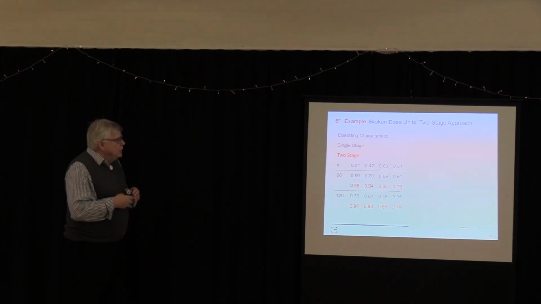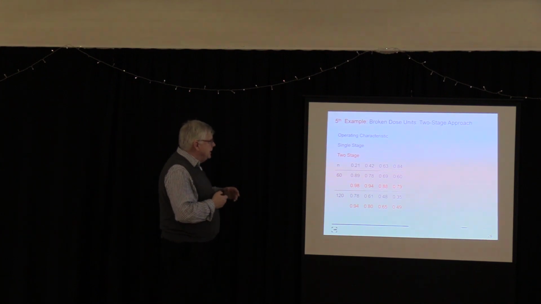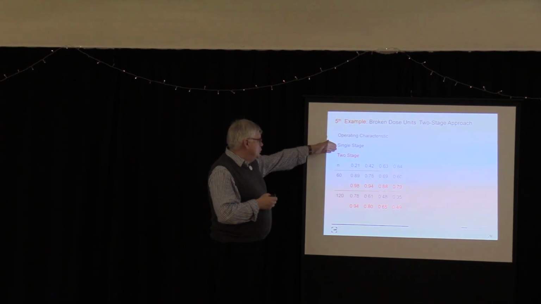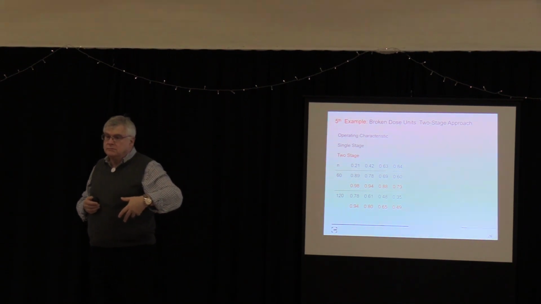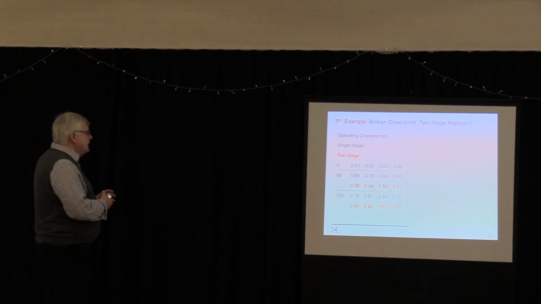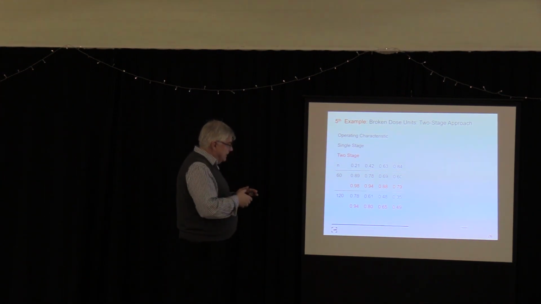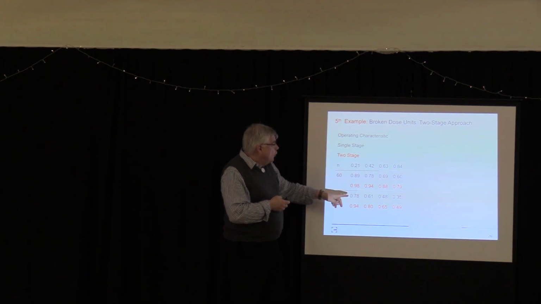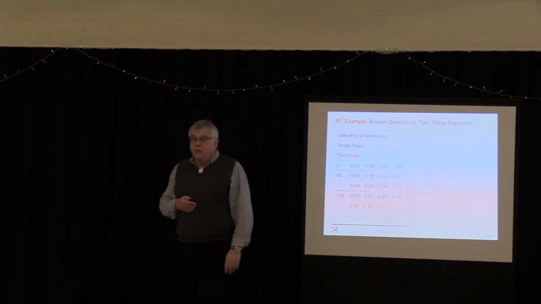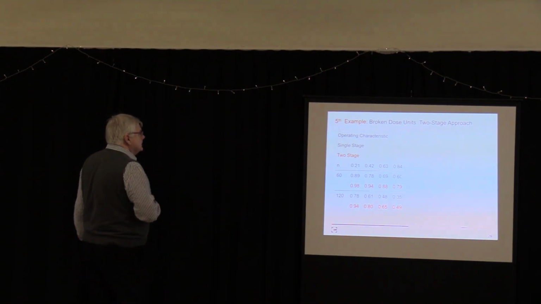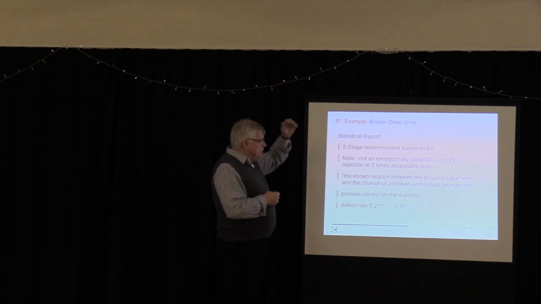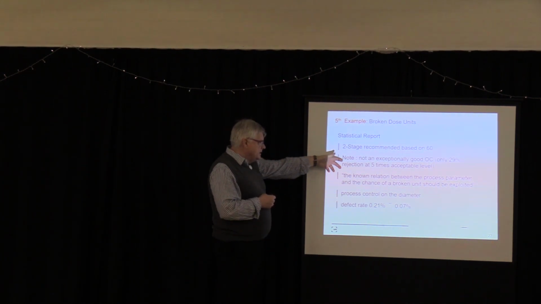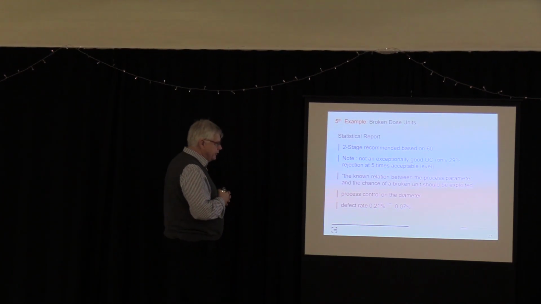So we looked at a 2-stage approach. Essentially, you would take 60, and if you saw any defects, you'd take another 60. And if you saw any more, then you'd reject. And that was a bad thing to do as well. I mean, it's not great. You're still accepting a very large proportion, even at 4 times the defect rate. So the statistical report said, we still think the 2-stage is better, but it doesn't have exceptionally good operating characteristics.